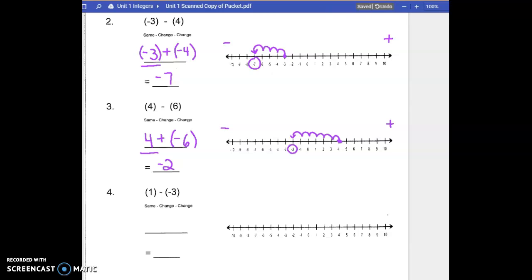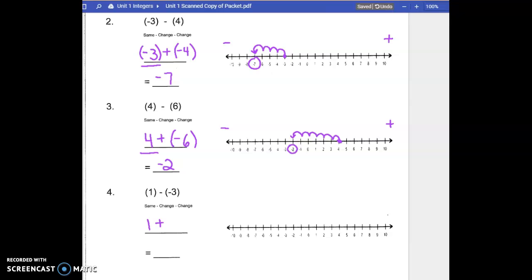Okay, number 4. 1 minus -3. Again, we're not going to keep this a subtraction problem. We have to make it an addition problem to solve. So we're going to change it to adding of the opposite, or do same, change, change. So this is going to stay a +1. It can stay in parentheses. It doesn't have to. This is going to go from a subtraction to an addition.